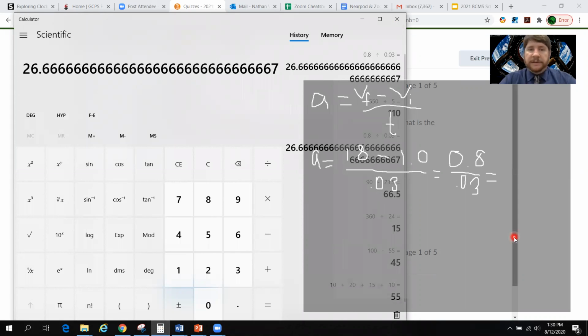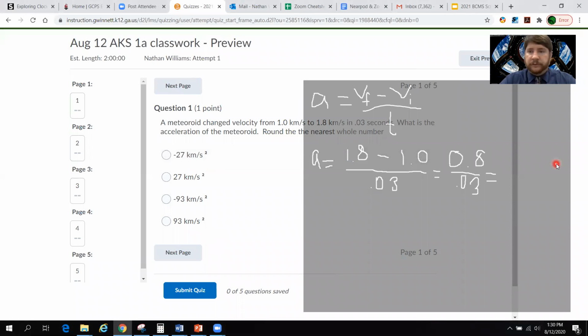So now it did say round our answer. And the closest answer we have to this is 27. So that is our answer, by the way. And I'll get into why it's not negative 27 in just a second. 27, bam, right there. And it is kilometers per second squared.